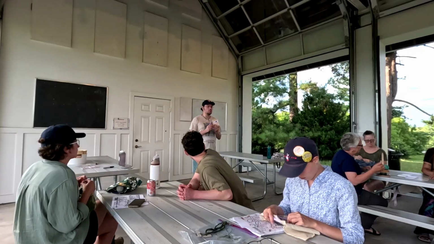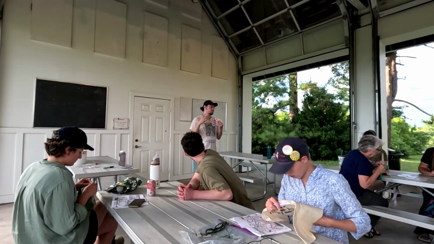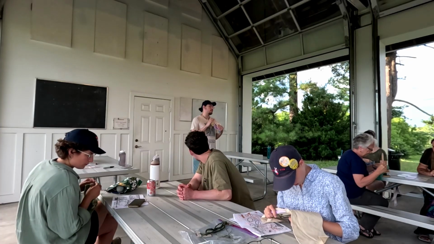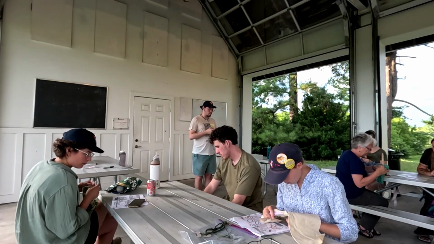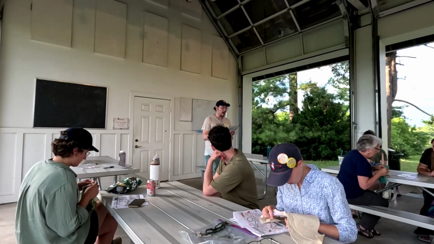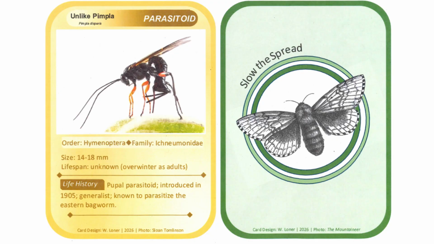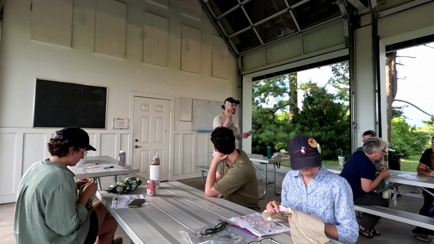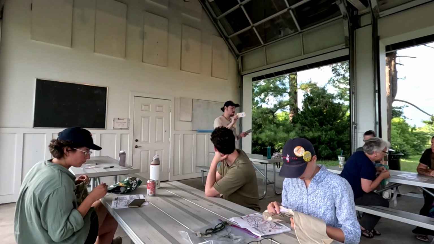Parasitoids refer to those animals that are parasites of our spongy moth larvae, and during the course of that parasite's development, they do kill the host. So we've got two here. The first is Pimpla, an ichneumon wasp. They have these really long ovipositors, and they weren't wildly successful, but they were introduced from Japan.